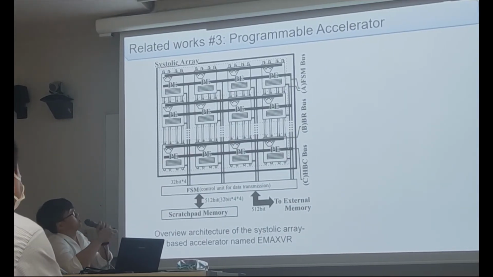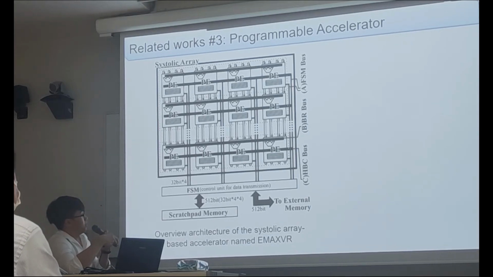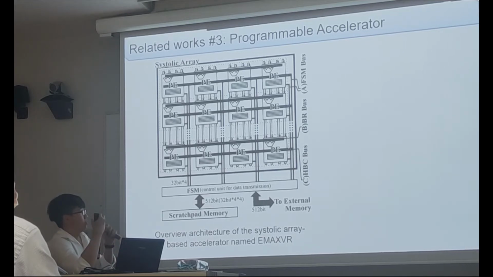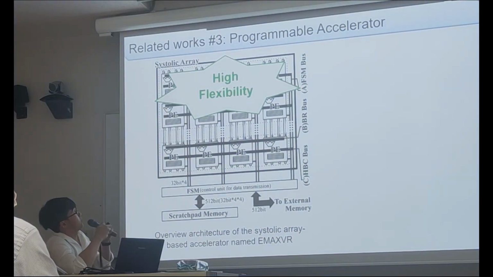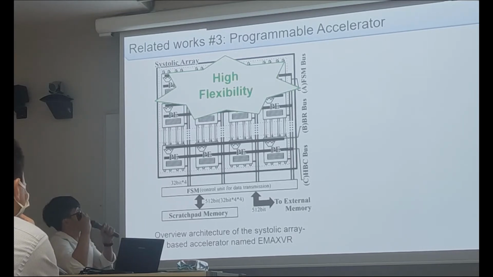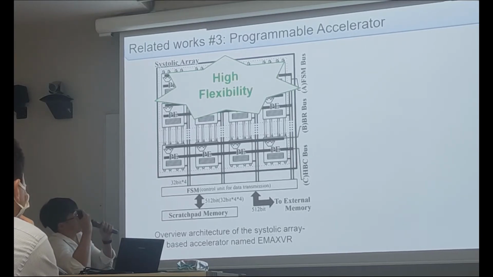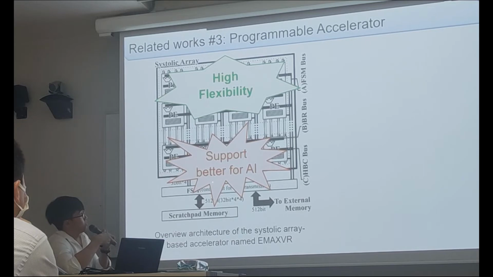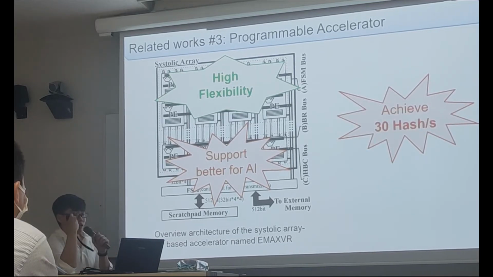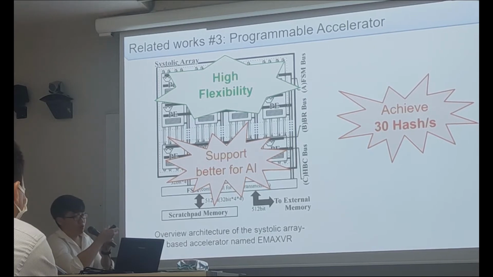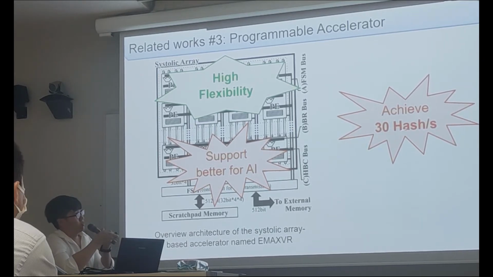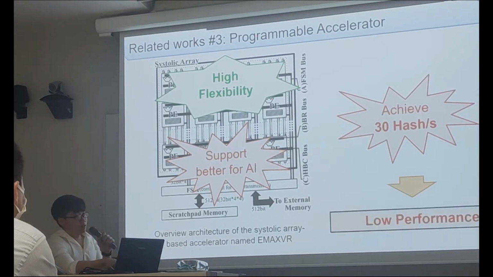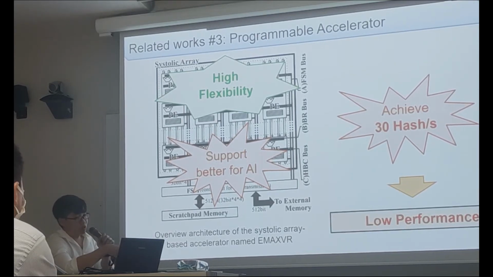The second one is the Programmable Accelerator. This is the Emacs, which is also a hardware architecture accelerator from the Nakashima Sensei group. As you know, it also has high flexibility because it can be programmable and configured for any function, any computation. But it is better suited for machine learning. This is the reason that when I implemented the hash function, it achieved very low throughput. This architecture has low performance.